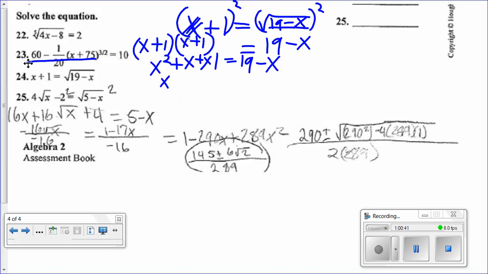That looks like x squared plus 2x plus 1 equals 19 minus x. We're going to add x to both sides because we want all our x's on the same side. We add x to both sides. It's going to cancel that one out, so we're going to end up with 19. We add another x to our two x's here, and we end up with three x's, so we have x squared plus 3x plus 1 equals 19.